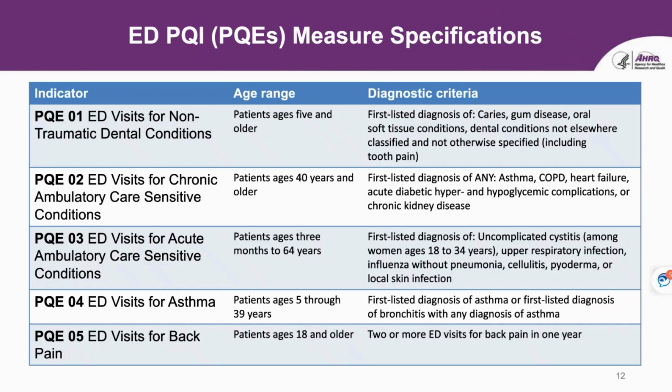The acute conditions PQE, PQE3, includes visits of children aged 3 months and above and adults up through age 64 for flu and upper respiratory infection, cellulitis, pyoderma and skin infections, and cystitis among young women. The asthma PQE, PQE4, is restricted to children 5 and above and adults under age 40 and includes visits for a first listed diagnosis of asthma or for a first listed diagnosis of bronchitis with any mention of asthma. And the back pain PQE, PQE5, is for patients 18 and older with at least 2 emergency department visits for back pain during the 12-month numerator period.